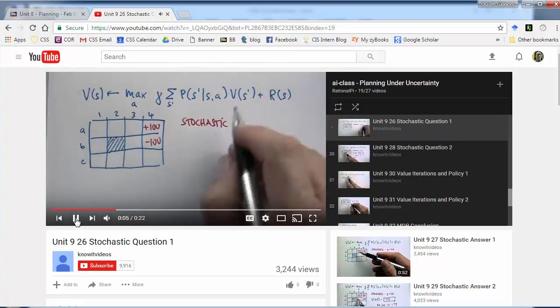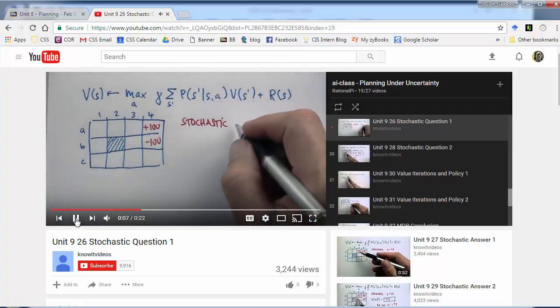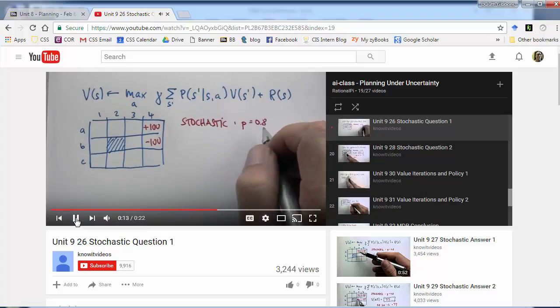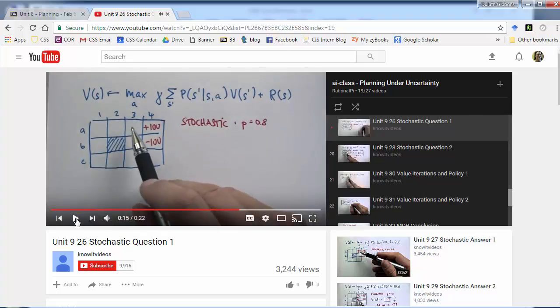So we have the same world as before, and actions have stochastic outcomes. With probability 0.8, we get the action we commanded, otherwise we get a left or right. So in this world, if we're trying to move in a direction, 80% of the time we'll get that direction, but 10% of the time we'll end up left or right of that direction.